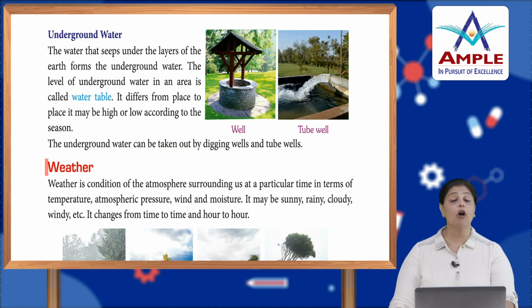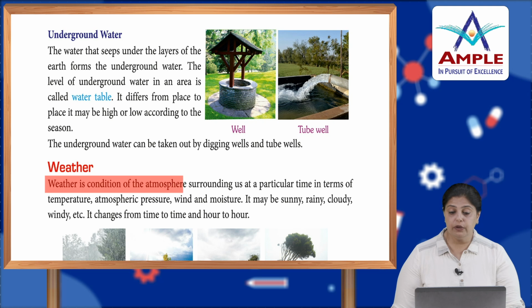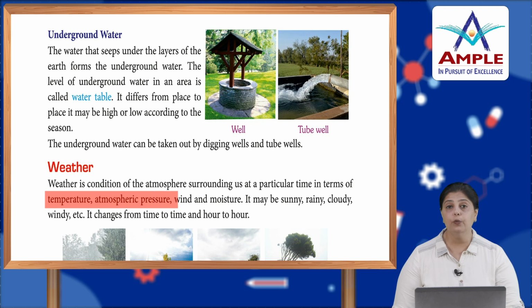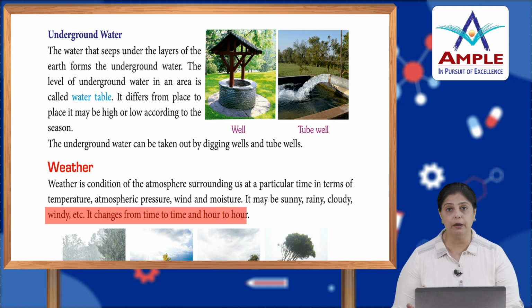Now, let us talk about weather. Weather is the condition of the atmosphere surrounding us at a particular time in terms of temperature, atmospheric pressure, wind and moisture. It may be sunny, rainy, cloudy, windy, etc. It changes from time to time and hour to hour.